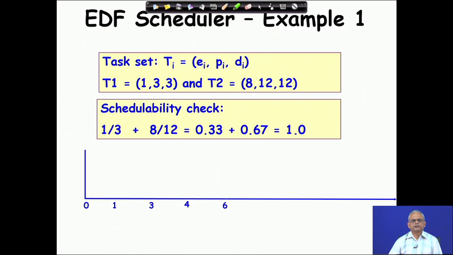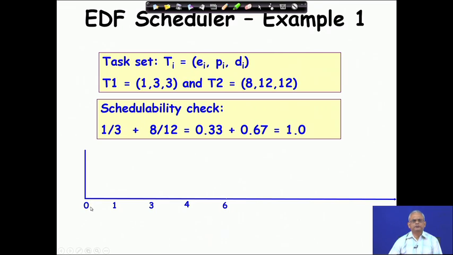Let us see how the EDF scheduler will run this task set. Let us assume that both the tasks T1 and T2, the task instances, start arriving at time 0.